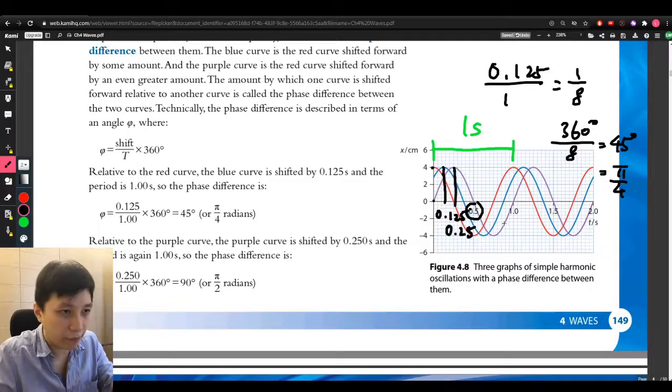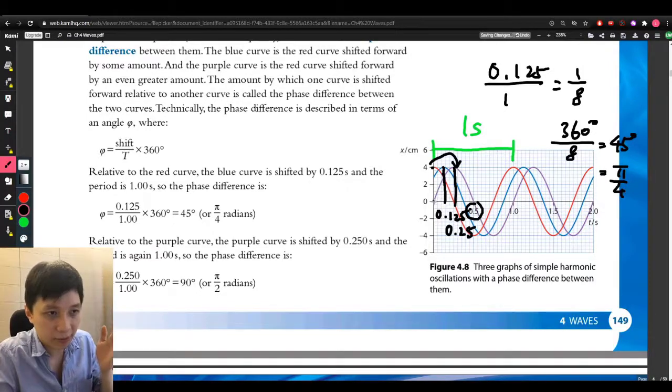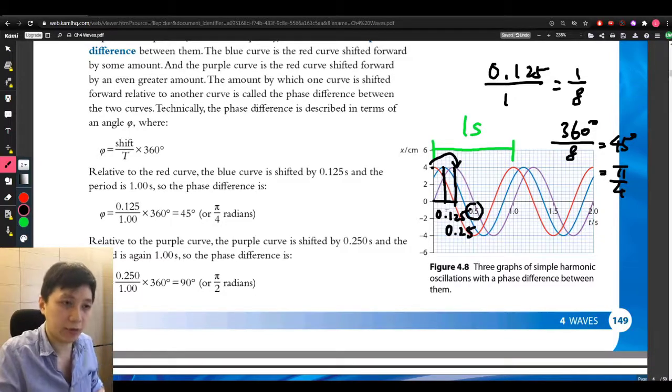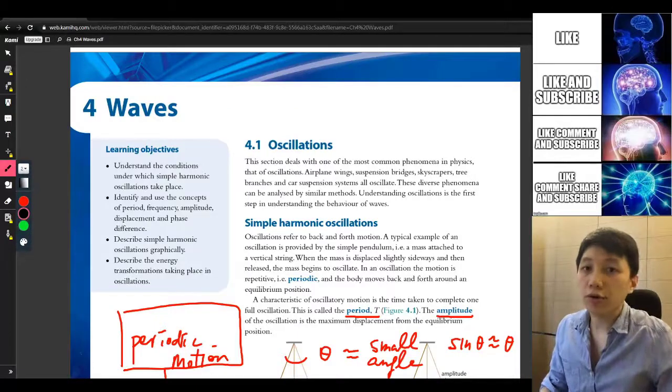And that's the same, of course, for blue to purple, but then you can also compare red to purple as well. And obviously this is 45 degree and 45 degree altogether, that means 90 degree if you are talking about red to purple. Okay, so here you have it.